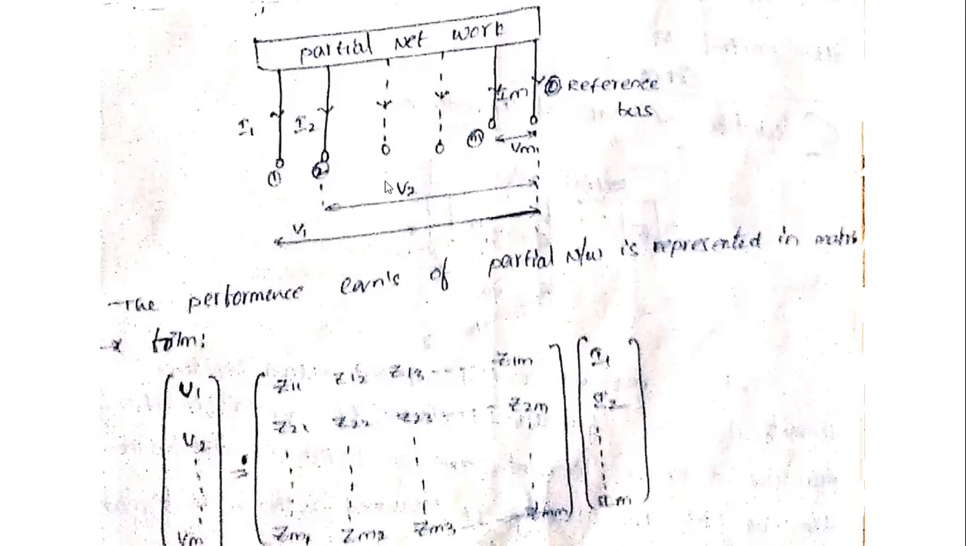The voltage across the reference bus and the second node is V2. The voltage across the first node and the reference is V1. Next, we write the equation of that partial network. How many nodes are there in this case?